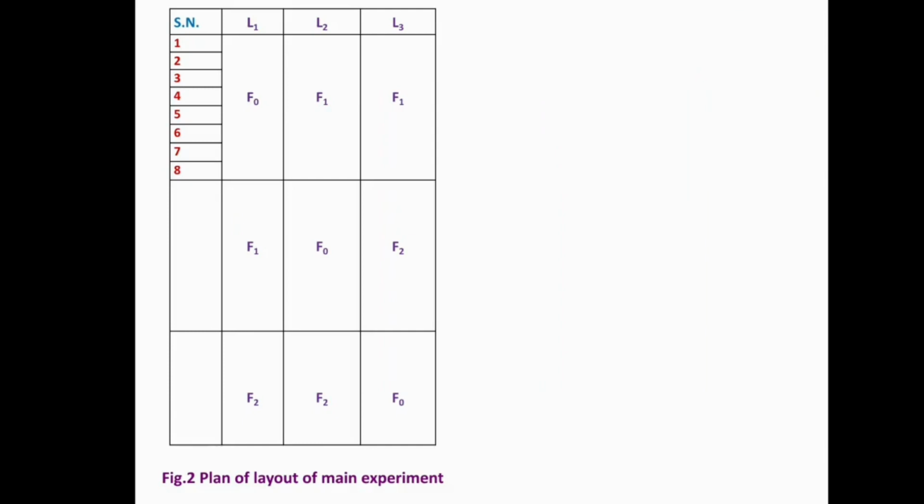After confirming the fertility gradient, we'll take up the main experiment in the same field where we created the fertility gradient. To take up the main experiment, each fertility strip will be again divided into 3 blocks of FYM, wherein F0 represents without application of FYM, F1 is application of the recommended dose of FYM, and F2 is the application of double dose. So overall we'll be having 72 different treatment combinations.